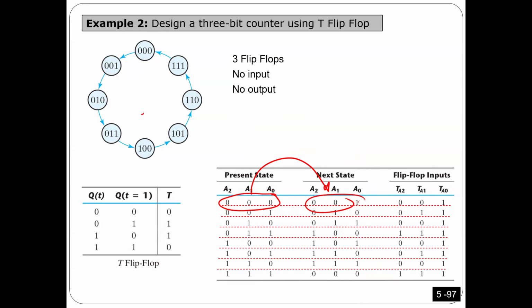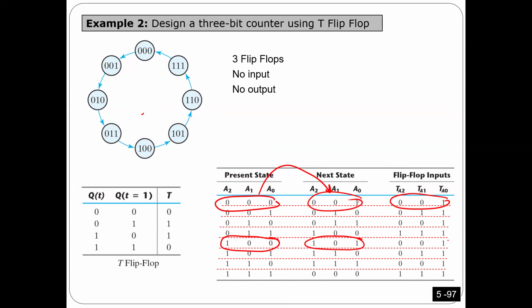So what I'm saying here, guys, if this is the current state, the input of the flip-flop should be 0, 0, 1, so that next time I will get 0, 0, 1. Let's see another example. Here, if the state is 1, 0, 0, in order to get next time 1, 0, 1, this should be the input of the flip-flops.